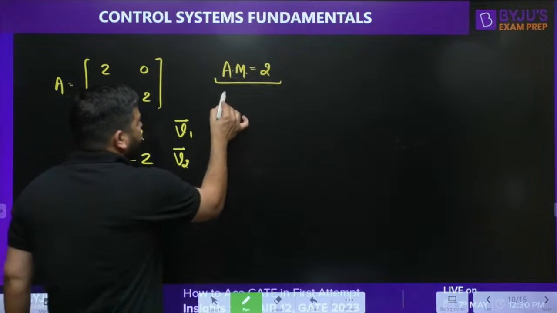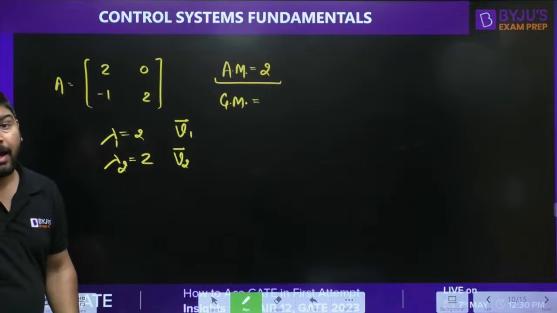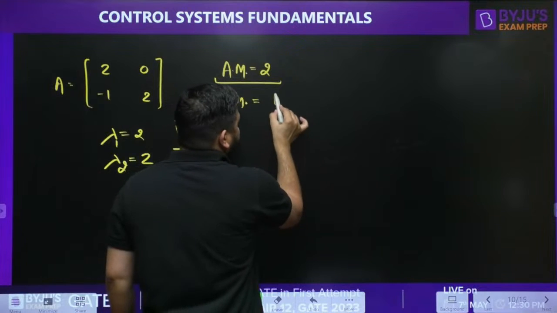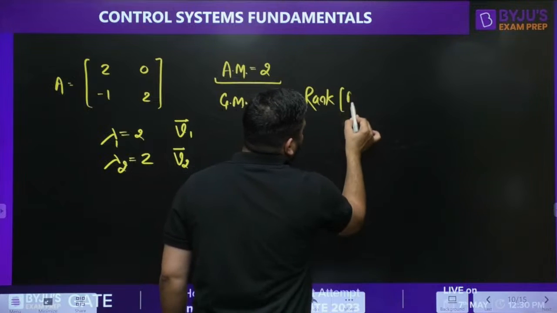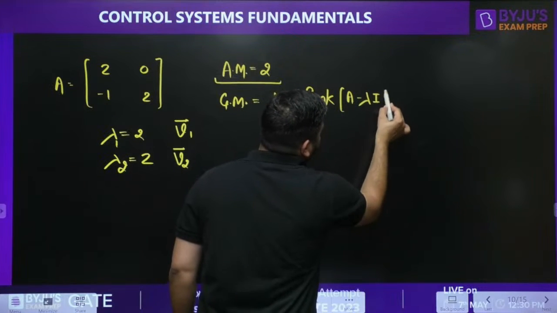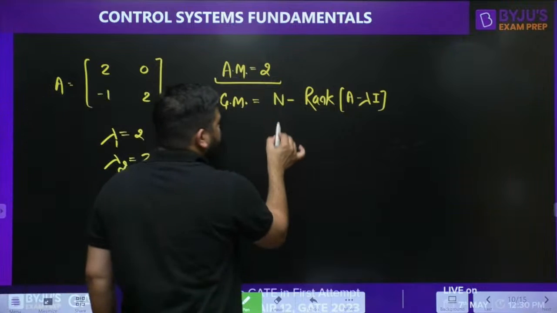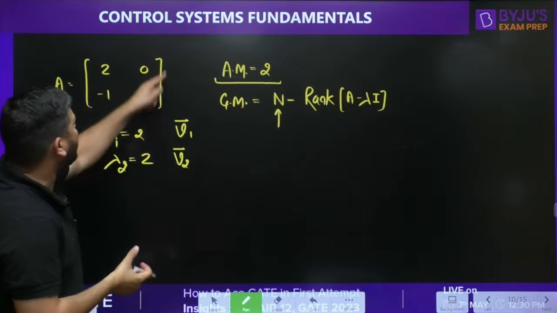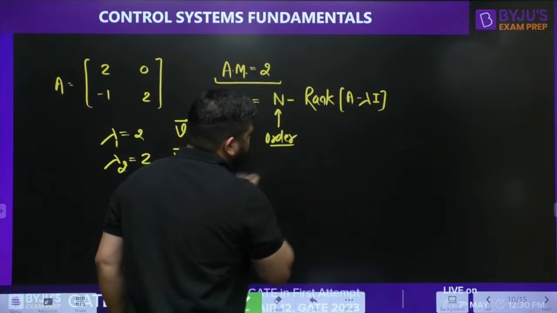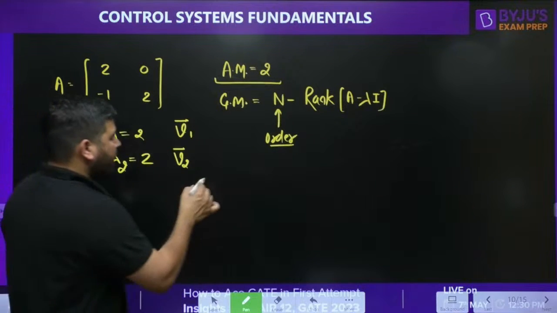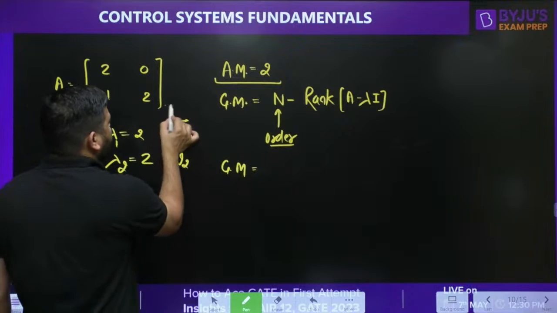Now, what about geometric multiplicity? You have to remember that geometric multiplicity is equal to n minus rank of (A minus lambda I). Here n means the dimension of the matrix, the order of the matrix. So if you calculate GM, what is the order? The order is 2 by 2.